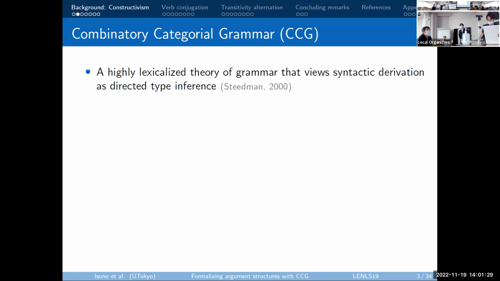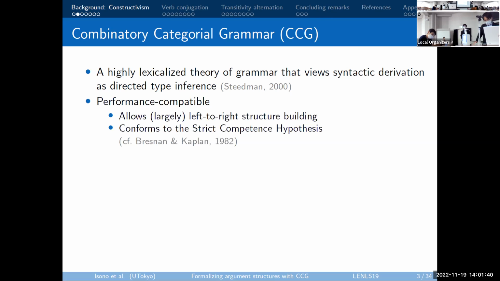Combinatory categorial grammar, or CCG, as most of you should know, is a highly lexicalized theory of grammar that views syntactic derivations as directed type inference. And one advantage of the formalism, which is also the reason why we employ it in the current study, is it is performance compatible. It allows, to a large extent, left to right structure building and can therefore be embedded in a model of real-time human sentence processing, as we do right now.